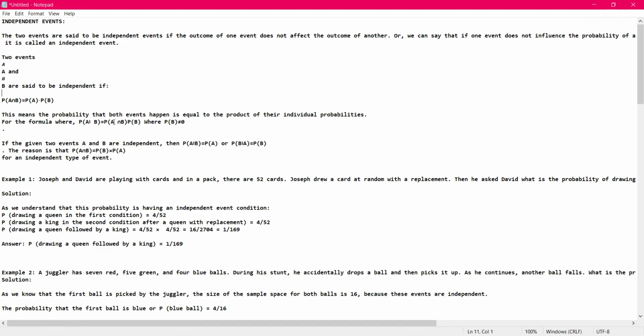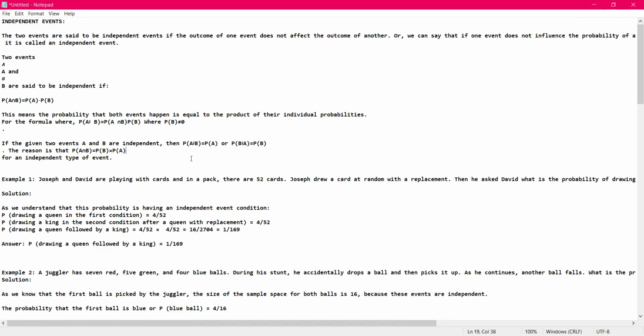Also we can see P of A given B equals P of A intersection B divided by P of B, where P of B is not equal to 0. We can write like this also. Next one: if the given two events A and B are independent, then P of A given B equals P of A, or P of B given A equals P of B.